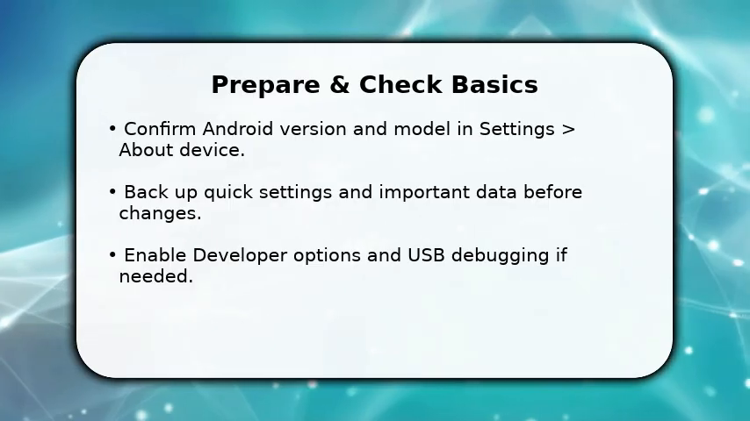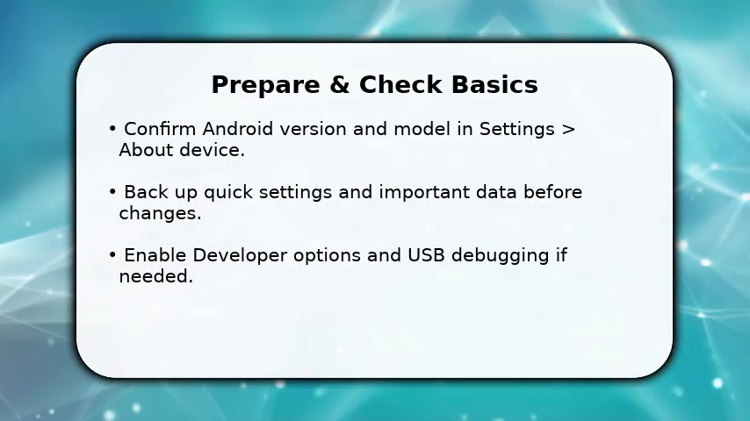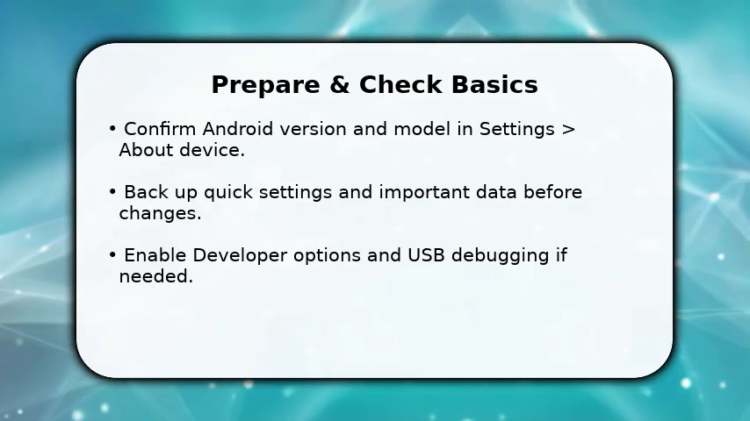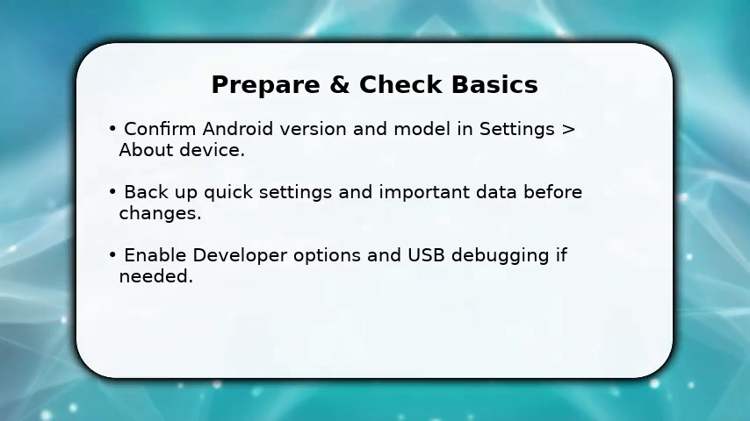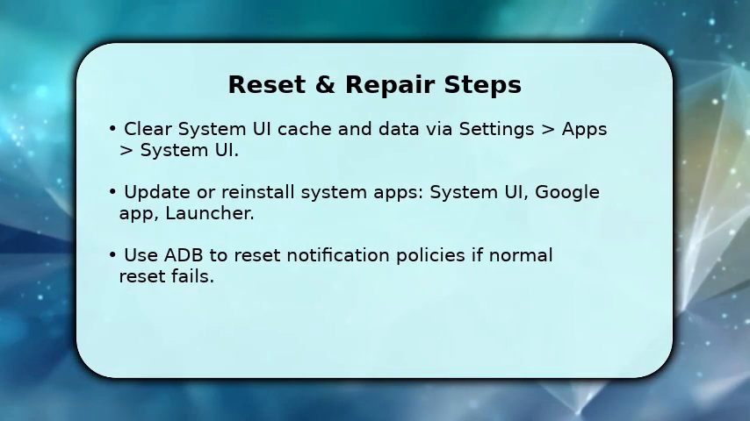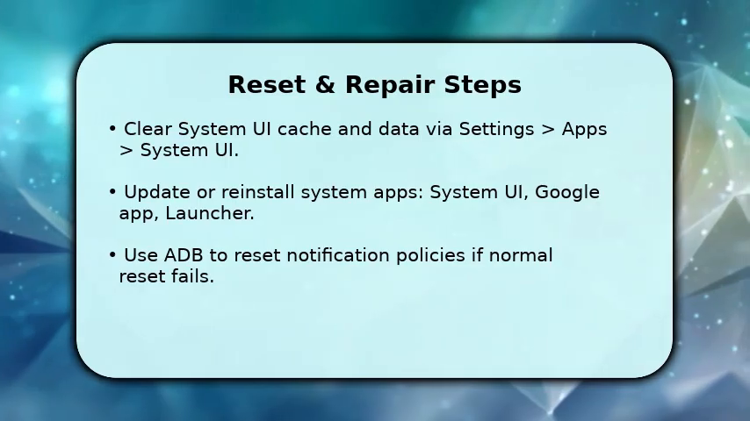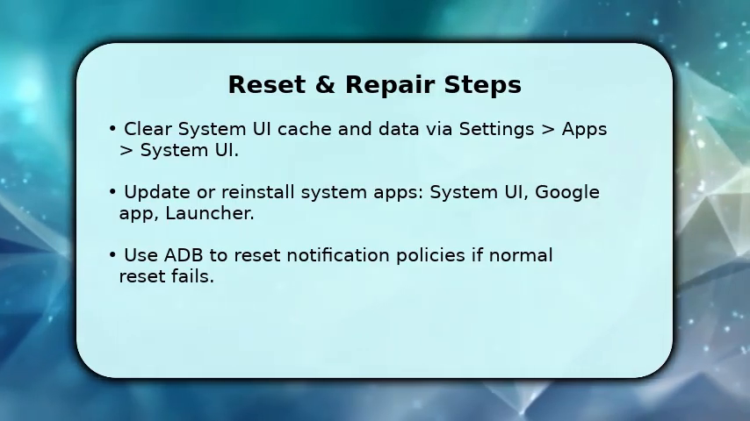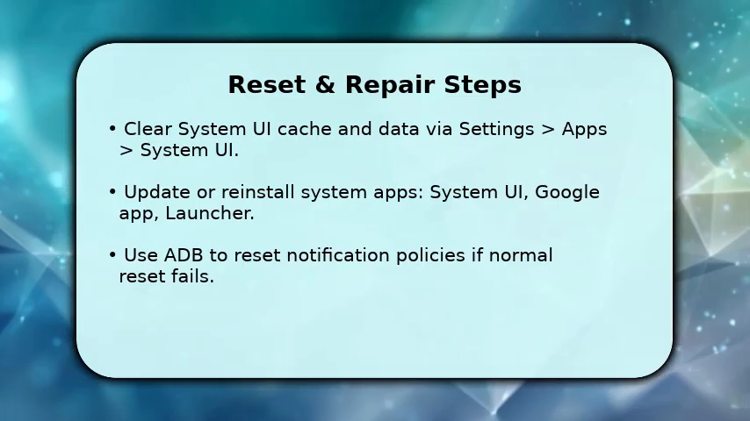Make sure battery is above 20% and you have a stable Wi-Fi. This avoids interruptions and explains why each preliminary step prevents brick settings or lost preferences. Next, clear system UI cache and data to remove corrupted temporary files. This often restores icons and gestures.